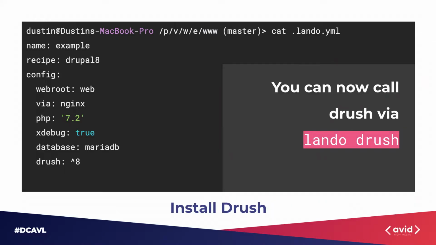And we can install Drush. We want to use Drush 8 or comparable, and you can now call Drush via Lando Drush, so you don't have to install Drush locally. That's already in the container. You don't have to manage multiple versions of Drush. I will say that sometimes there's a slight bit of latency, but overall it works very, very well.